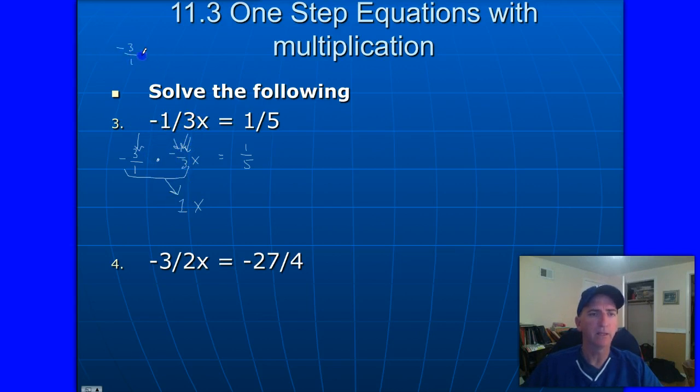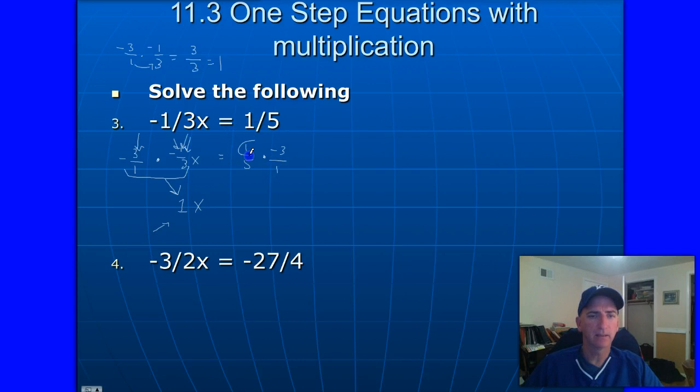Negative 3 over 1 times negative 1 over 3. Negative times negative is positive. 3 times 1 is 3. 1 times 3 is 3. 3 over 3 is 1. So you've created 1x. So what I have to do over here is multiply this times negative 3 over 1.